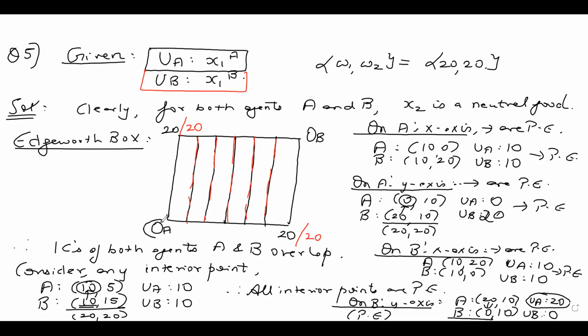You can check the corners. O_A is Pareto efficient. Point C is Pareto efficient. O_B is Pareto efficient. Point D is also Pareto efficient. So my answer is what?